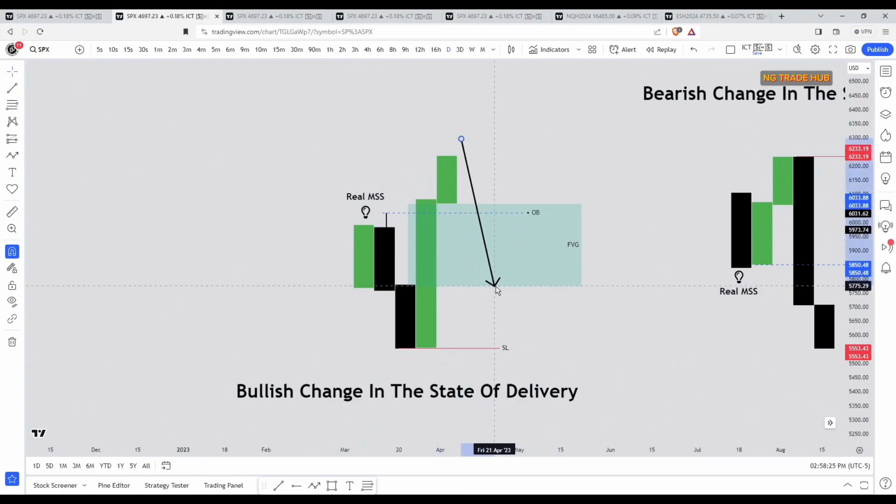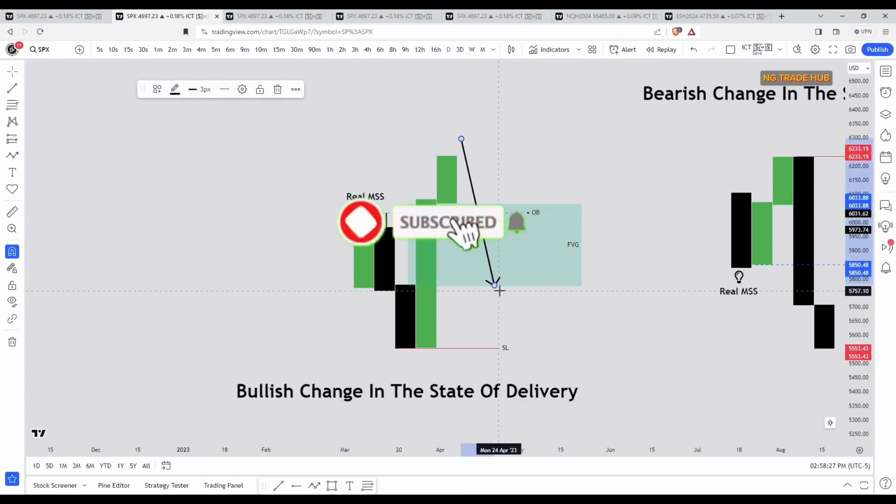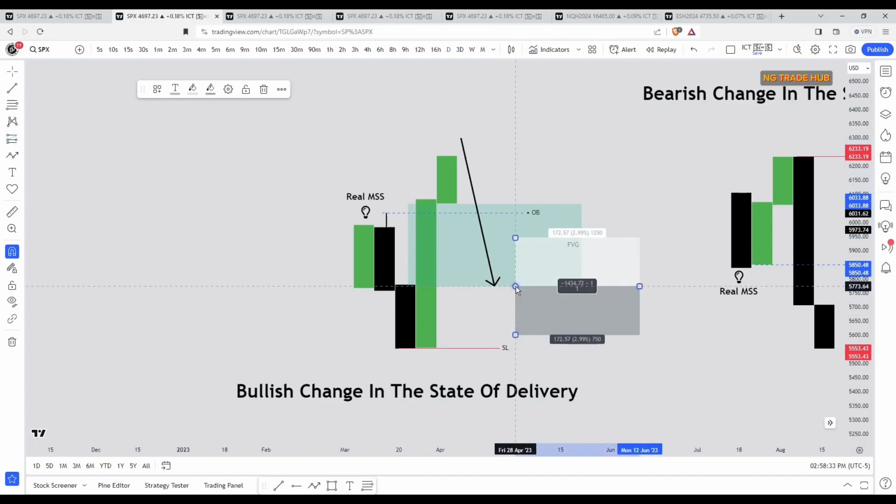Ideally, you don't want to have your entry all the way at the fair value gap low, though it can retrace back down to there and you can get a high RR trade. You don't really want to see it. When I'm looking at a bullish change in the state of delivery, I don't want to see it always completely refill the fair value gap. And the reason for that is because it shows weakness to me.